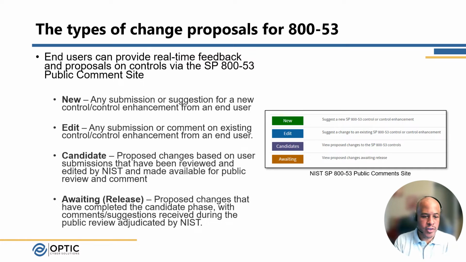Once that moves into the awaiting phase and release, that one will be proposed as release 5.1.1. But that's essentially the next step in the phase. Once it's been reviewed, it'll move into the awaiting phase and then ultimately be released as either a minor or a major update to 53, with minor being essentially an errata update to the current catalog, and a major release moving to the next version, version 6, as an example for 53.